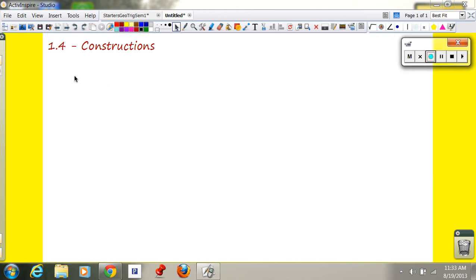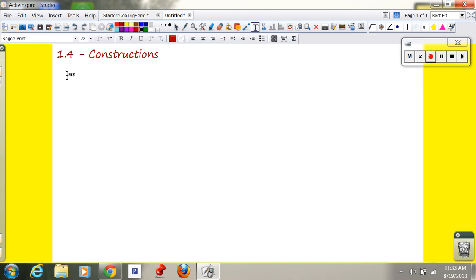First construction that we're going to do is called copying segments. So let me write that down, and you should probably enter these things onto your notes. This one's called copying a line segment.